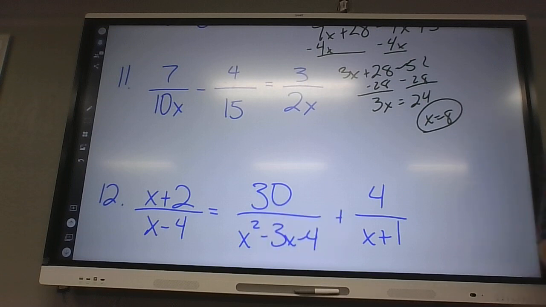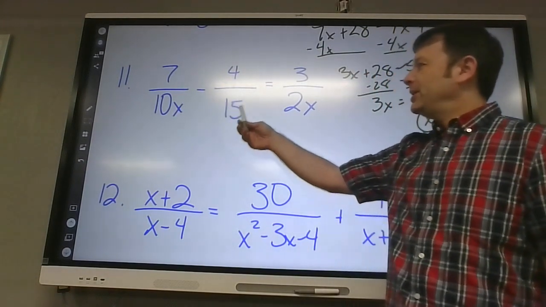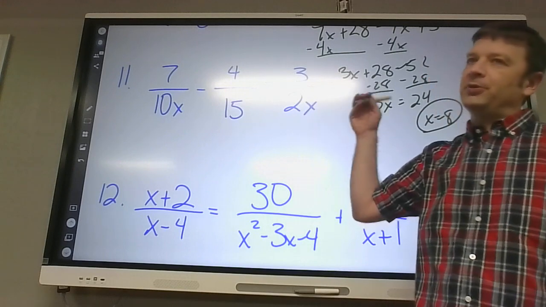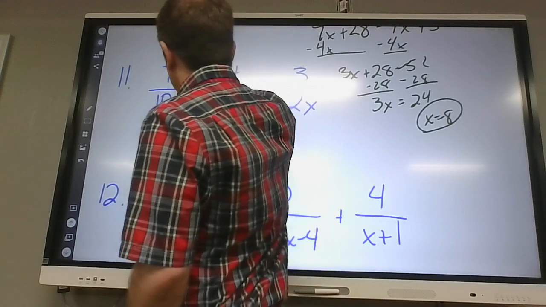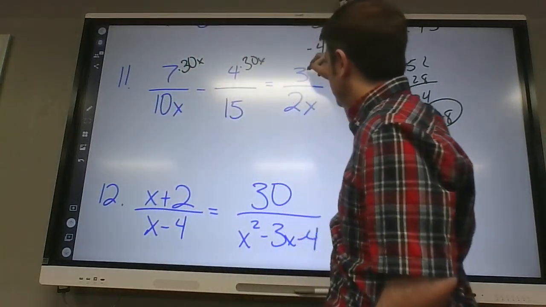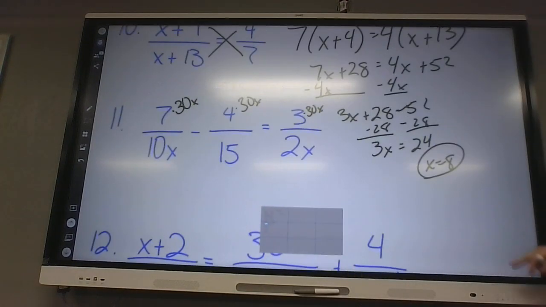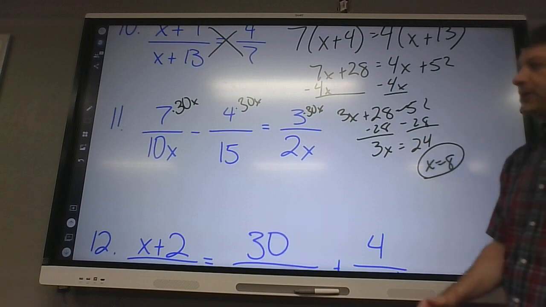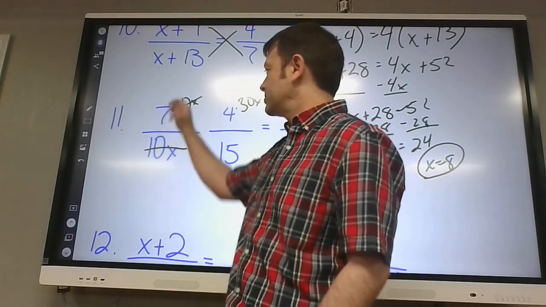So on 11, it's kind of like 22. What do we do on 22? What do these denominators all go into? What do 15 and 10 both go into? 30. So multiply everything by 30 and x. The reason we do that is because those will reduce with the denominators.